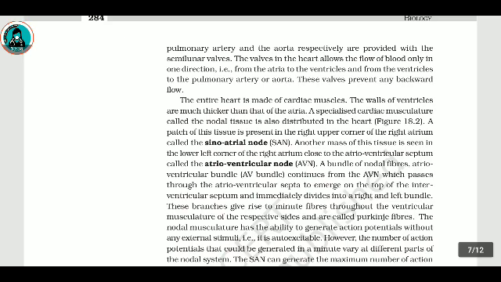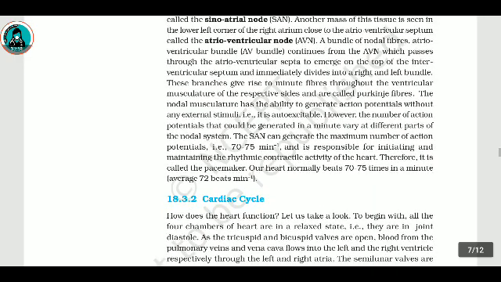The nodal musculature has the ability to generate action potentials without any external stimuli, that is, it is auto-excitable. However, the number of action potentials that could be generated in a minute varies at different parts of the nodal system. The SAN can generate the maximum number of action potentials, that is 70 to 75 per minute, and is responsible for initiating and maintaining the rhythmic contractile activity of the heart.